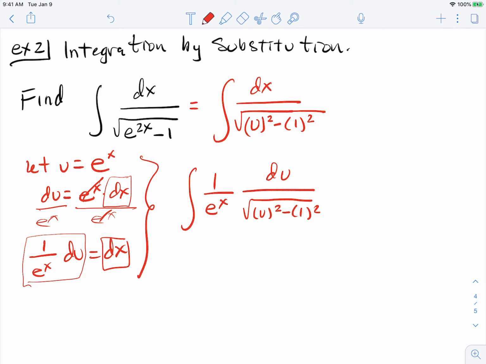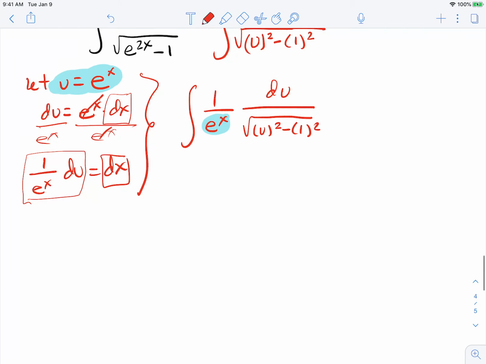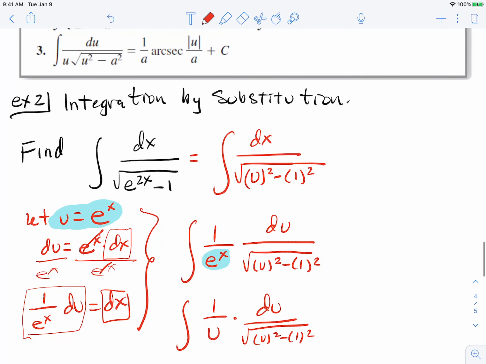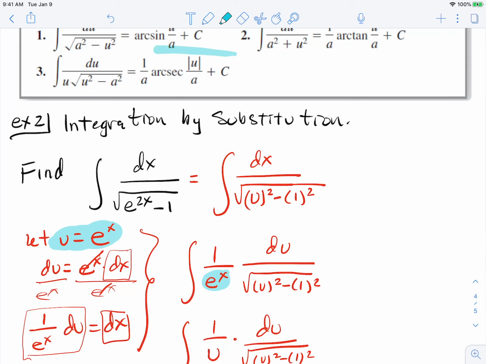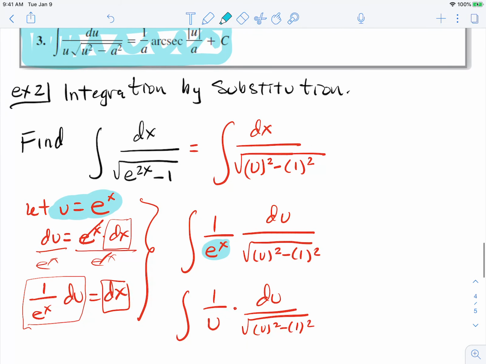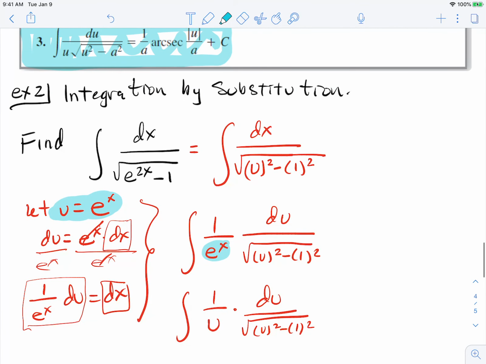And here's the thing. Remember that we've already said that u is equal to e to the x. So I can replace this here by a u, which would turn it into this. Well, that seems to look a lot like arcsecant. So it looks like we have what we want.